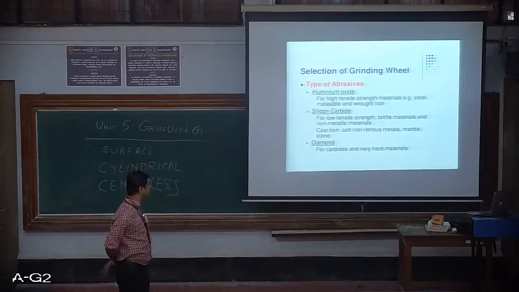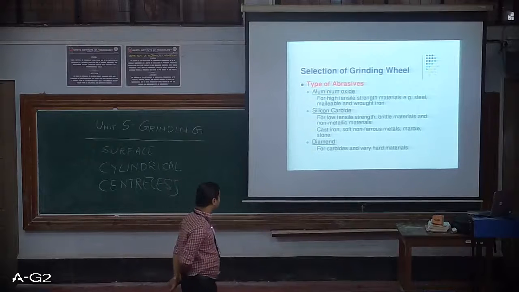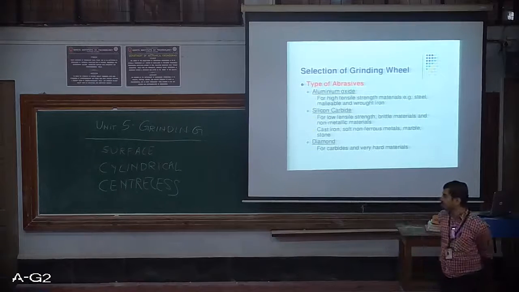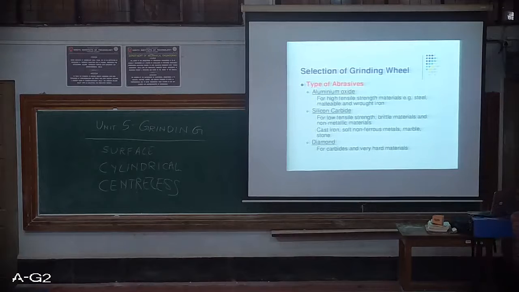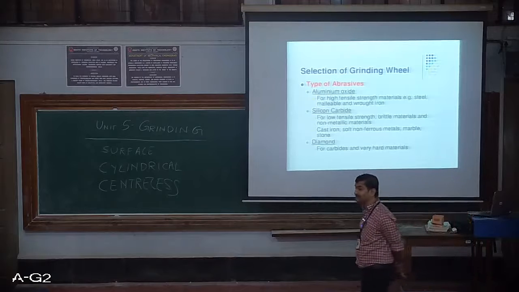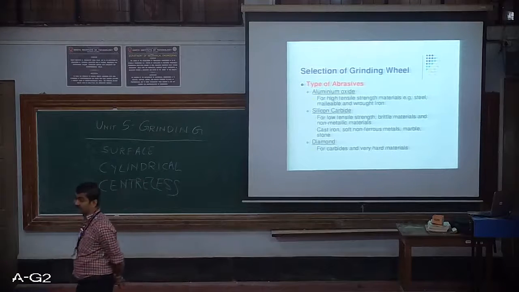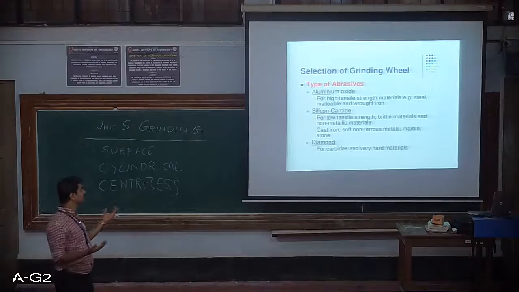So the first one is aluminum oxide, second is silicon carbide, third is diamond. Of course you can just remember a few of them, you cannot remember all, so that's why we have listed a few of them for your examination purpose. They may ask you what is the criteria of selection of grinding wheel or grit, and they can ask you some details about these types of abrasives.